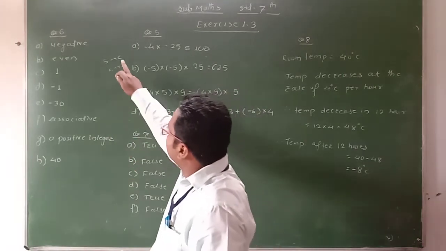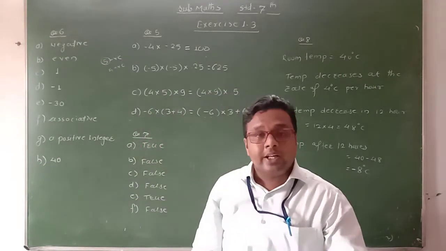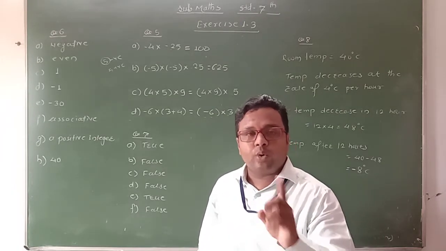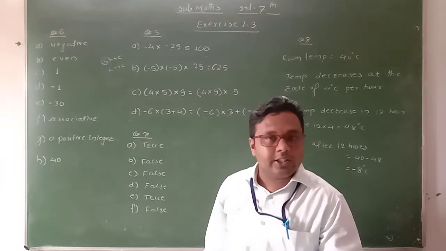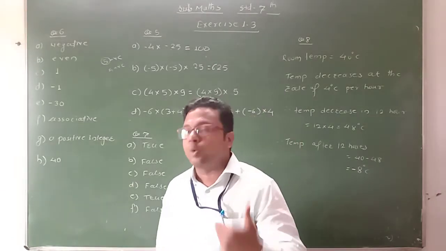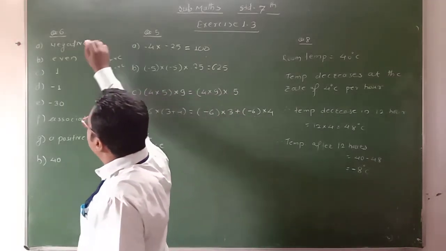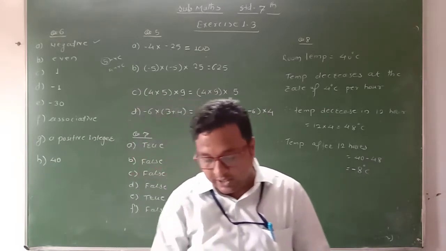Now how many negative integers are there? 5 negative integers are there. If an odd number of negative integers are there in the product, then the product is always negative. If an even number of negative integers are there in the product, then the product is positive. Therefore according to the statement, the integer is a negative integer.